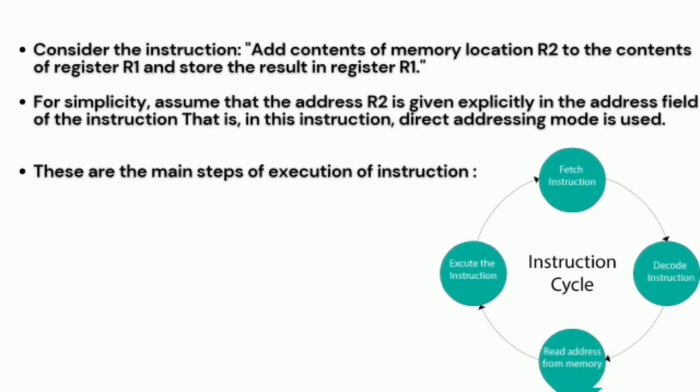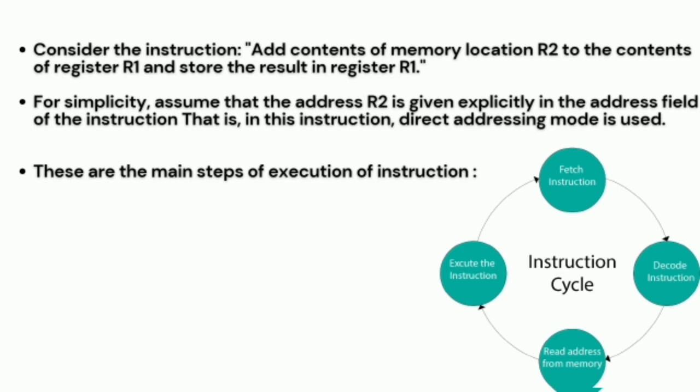Consider the instruction: add the content of memory location R2 to the content of register R and store the result in register R. For simplicity, assume that the address of R2 is given explicitly in the address field of the instruction, that is, direct addressing mode is used. These are the main steps of execution of the instruction.